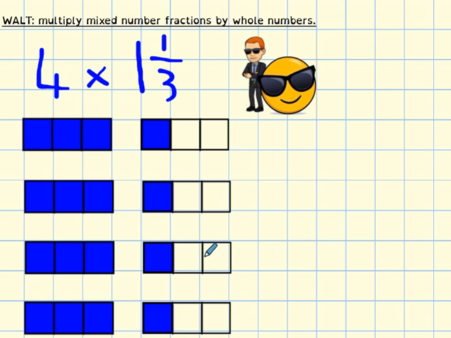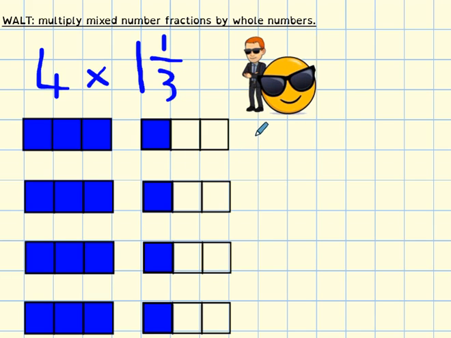This is going to build on the knowledge that we looked at on Friday, where you were multiplying whole numbers by fractions. Today, the difference is the fractions are going to be mixed number fractions. So you've got an additional step to factor into your workings out to help you be successful to get the answer.